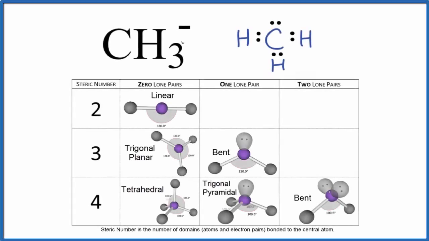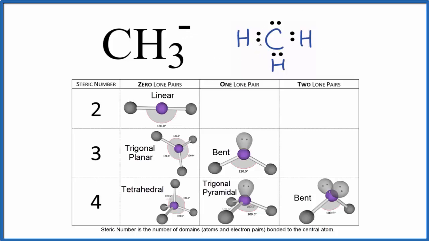Let's take a look at the molecular geometry for CH3 minus. This is the methyl anion. So the first thing we want to do when we're looking at molecular geometry, we need a valid Lewis structure. So this is the Lewis structure for CH3 minus.